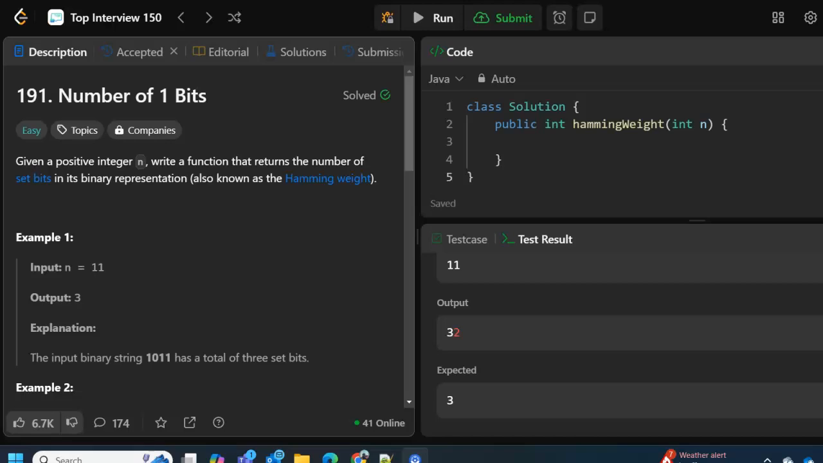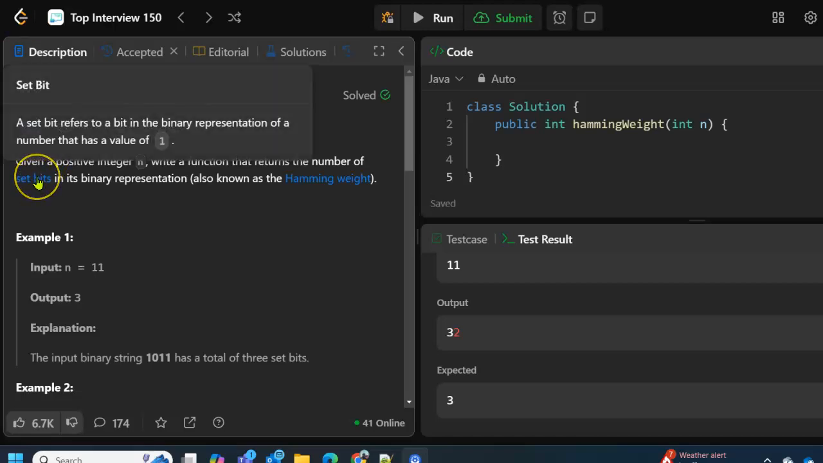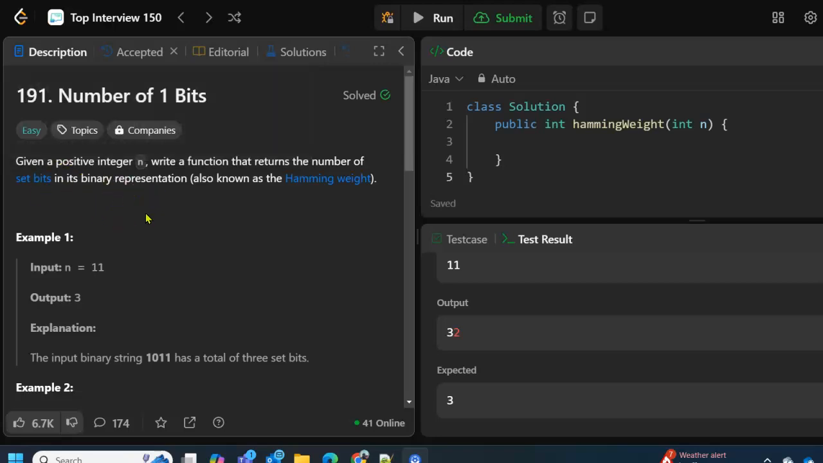Today's challenge is Number of 1 Bits. According to Leetcode, by the way, this is an easy question. I agree with that. Given a positive integer n, write a function that returns the number of set bits, in other words, 1 bits. A set bit has a value of 1 in its binary representation. This is also known as the Hamming weight.